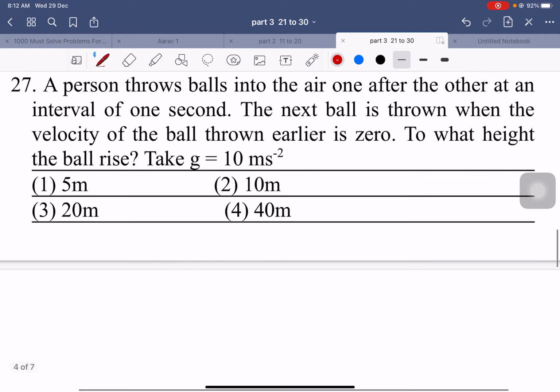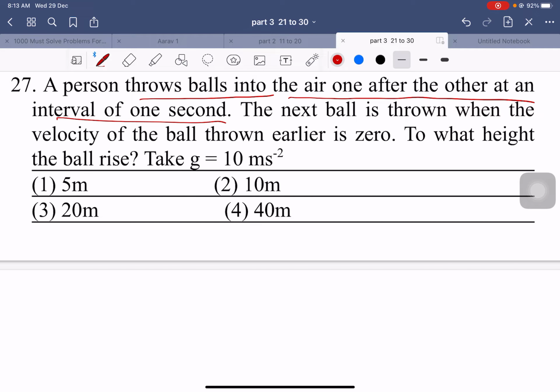Question number 27. A person throws balls into the air one after the other at an interval of 1 second. For every 1 second he is throwing one ball. The next ball is thrown when the velocity of the ball thrown earlier is 0.